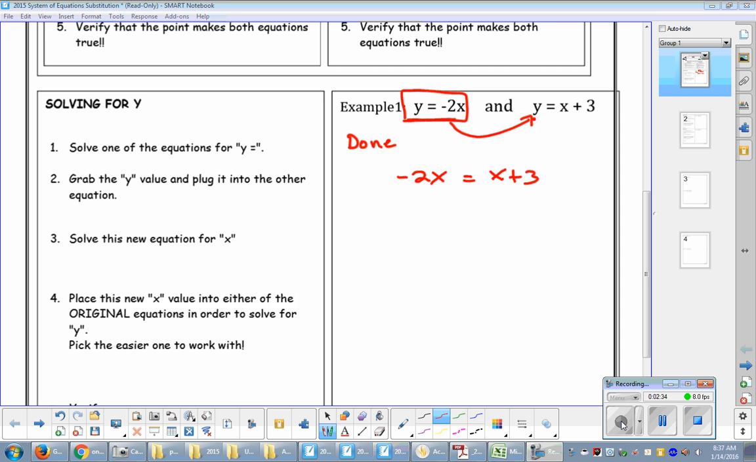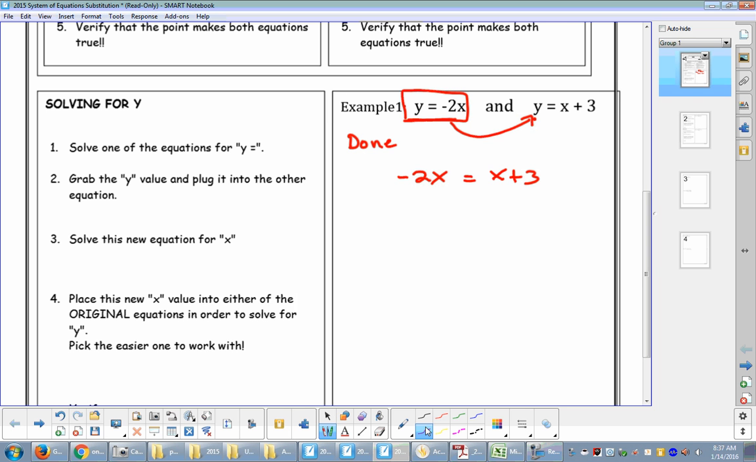All right, now let's solve this equation for x. How do we solve for x here? We subtract x on both sides. So we'll be able to get 3 equals negative 3x. And then we divide both sides by negative 3. So x here is equal to negative 1.